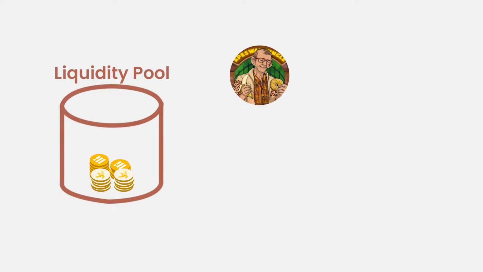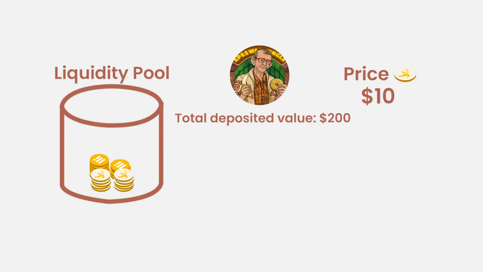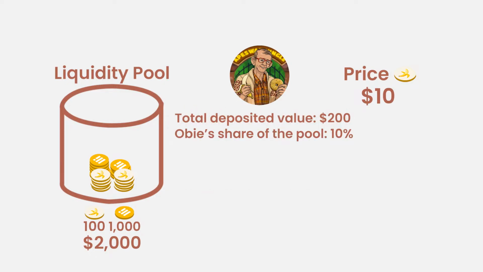The deposited token pair needs to be of equivalent value, so this means that the price of one banana is 10 BUSD at the time of the deposit. This also means that the dollar value of OB's deposit is $200 at the time of deposit. In addition, there's a total of 100 bananas and 1000 BUSD in the pool, which equals $2,000 of total liquidity. So, OB has a 10% share of the pool.